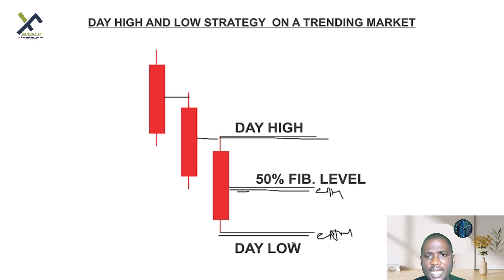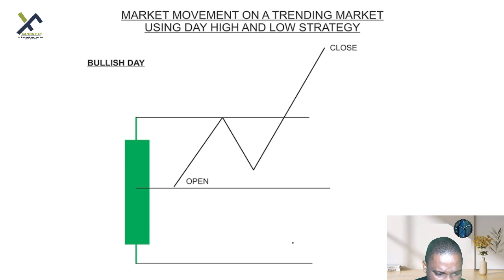Now, let's go further as we look at some illustrations. This is a typical market movement of a bullish day. This particular candle here is a previous day candle, and this is the 50% Fibonacci level. You notice that the new market opened from the 50% Fibonacci level, tested the day high, came down to balance itself before crossing the day high.